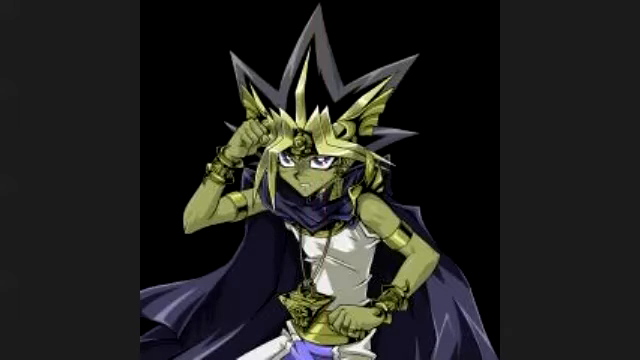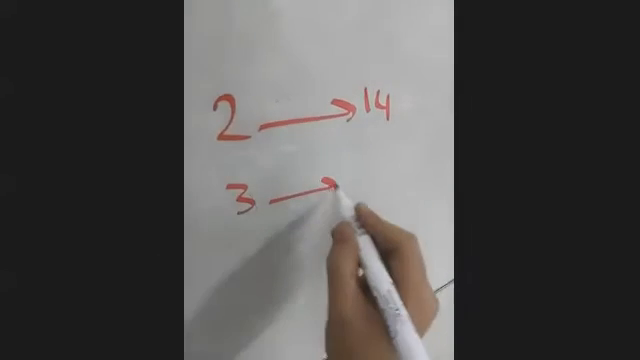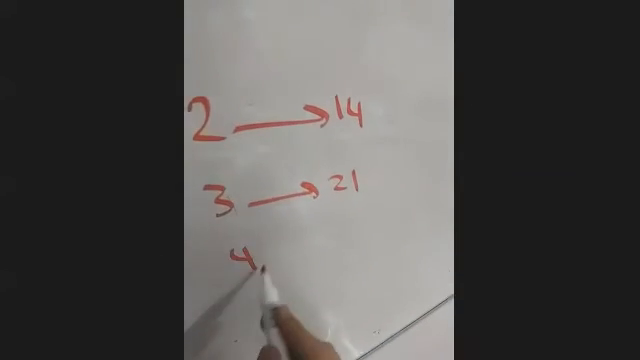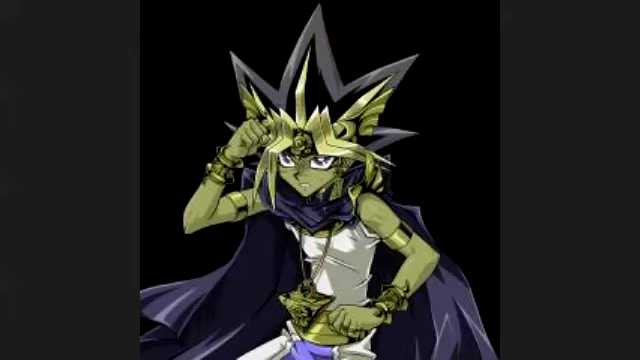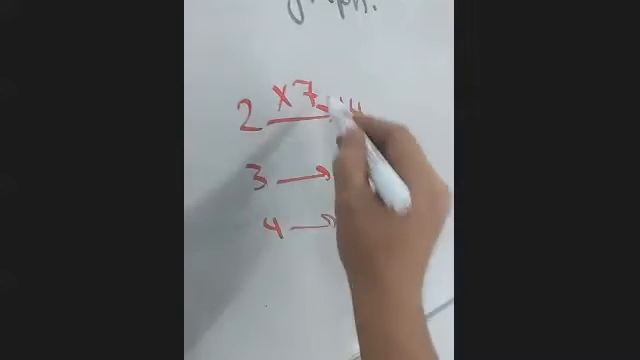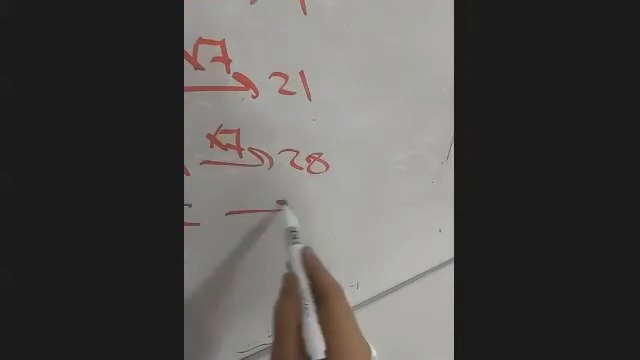21. So if we have 2 cars, they will get 14. 3 cars, they get 21. By 4 cars, they will get how much? 28. So what we are doing here is multiplying by 7. If we have C cars, how much will they get?